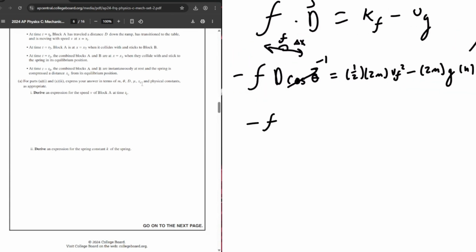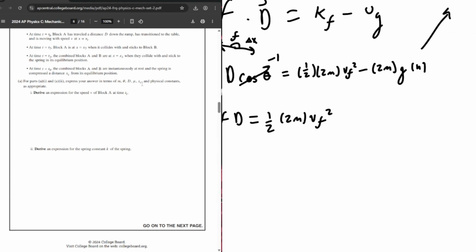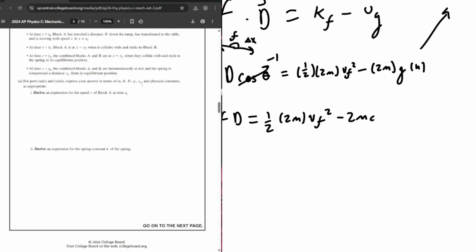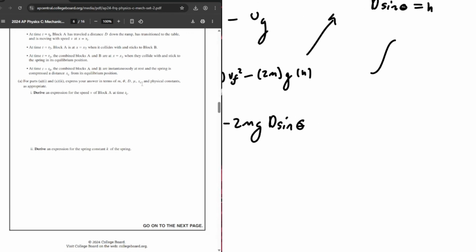So we're going to rewrite this. F negative fd equals 1/2 2m. And there's a reason I'm leaving that 2m there. You'll see in a second. Minus 2mg, and we're going to write d sine theta. So now we're getting closer, but now we need to sub in for friction because we're not allowed to leave it just like F. No, we have to find that.